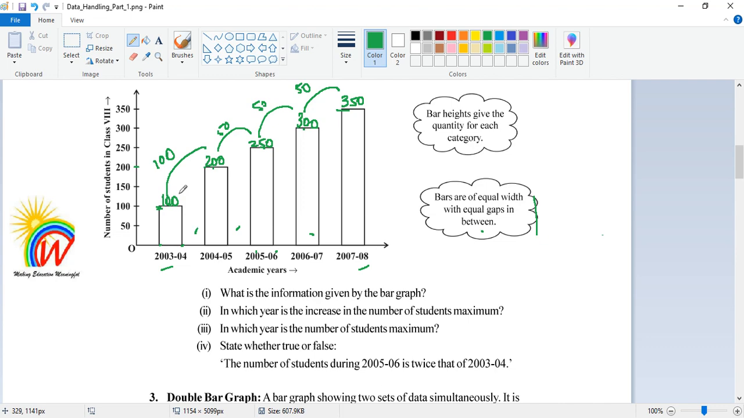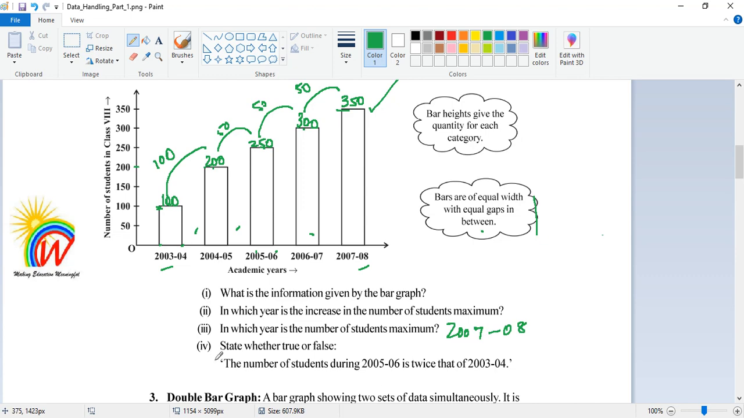Okay, so now the next question says, in which year is the number of students maximum? So in which year are the number of students actually maximum? That is in 2007-8, right? Isn't it? Because in that year it's maximum.